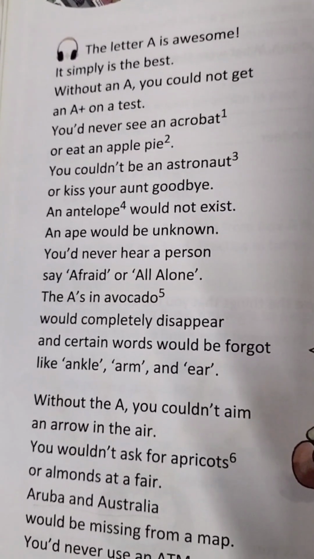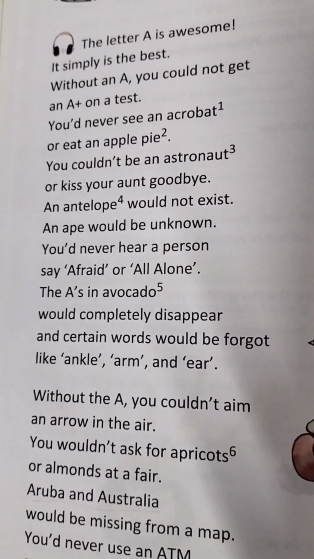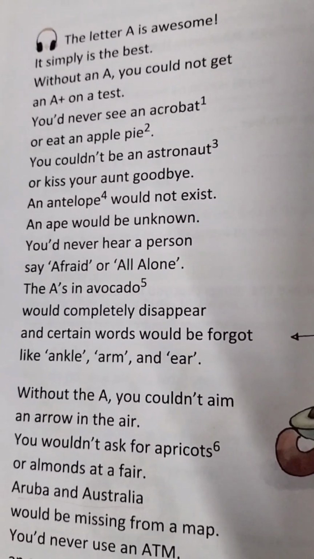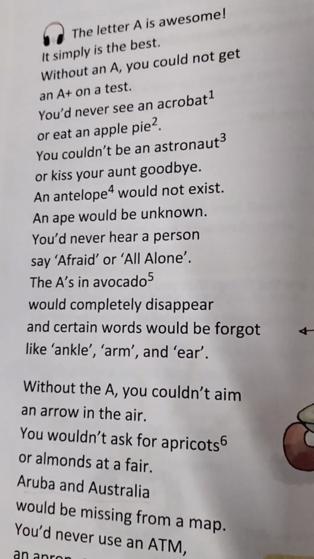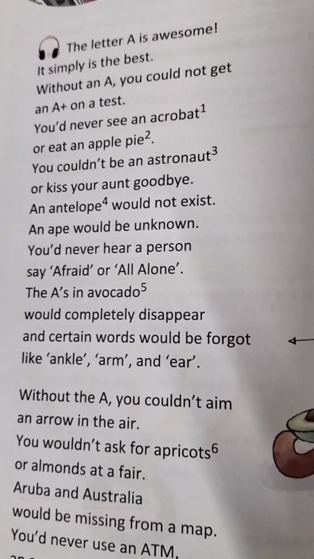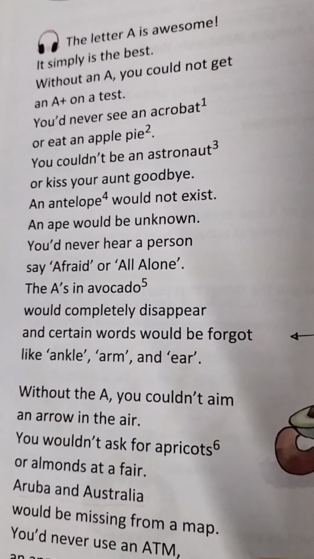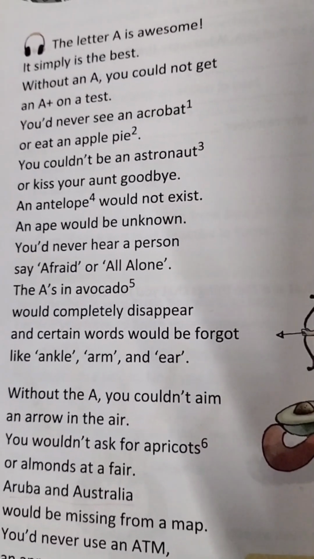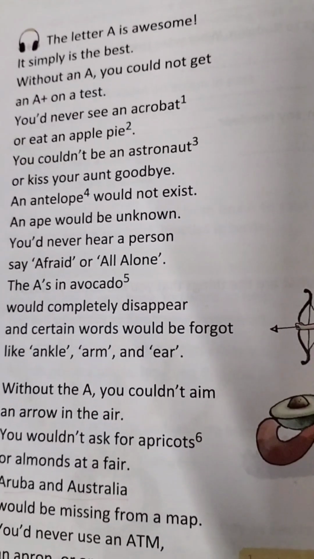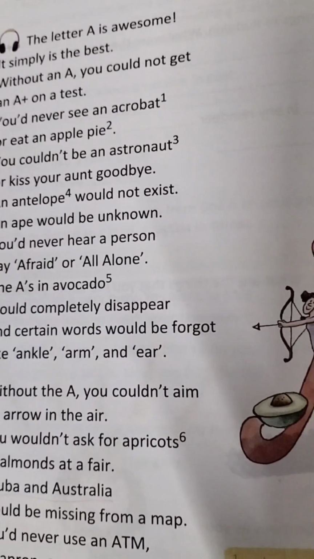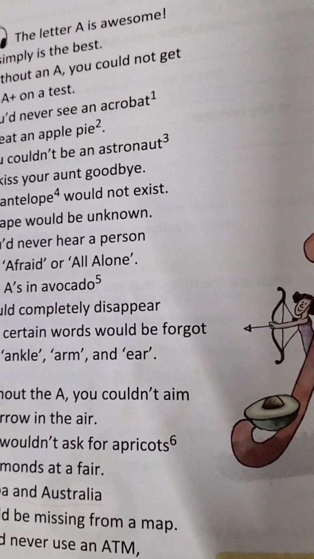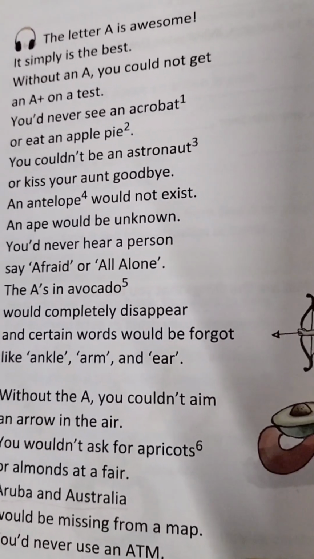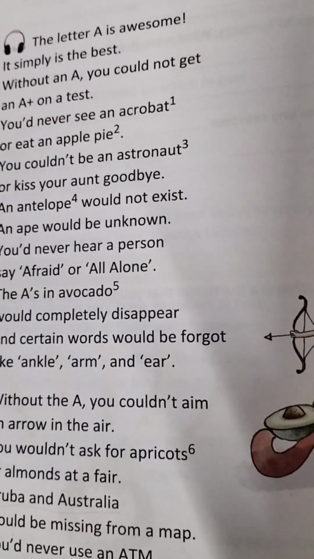The A's in avocado would completely disappear. Disappear means vanish. This word avocado would also vanish from the dictionary. And certain words like ankle, arm, and ear, they will also not exist because of the letter A. If letter A won't be there, see here the poet is telling us the importance of letter A by using different words. You can also think of some words which begin with or have letter A and they won't exist if there won't be any letter A.